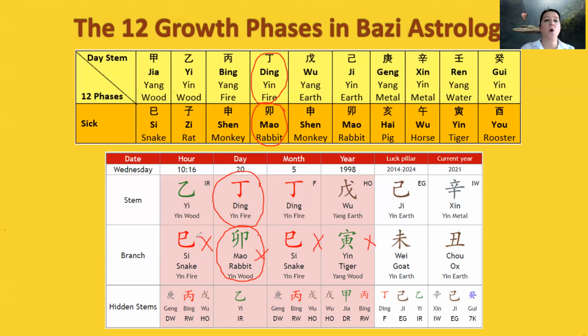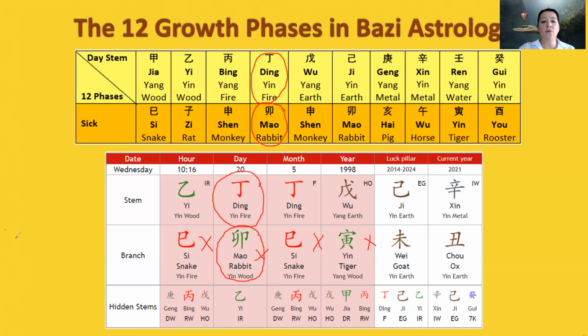Knowing this, knowing how to analyze the 12 growth phases, gives us a hint as to what we need to be aware of and how we can prevent these things from happening. So make sure that your finances are in order and that you actually plan for your old age. This is very, very important, especially for those who have the sick phase in their hour pillar.